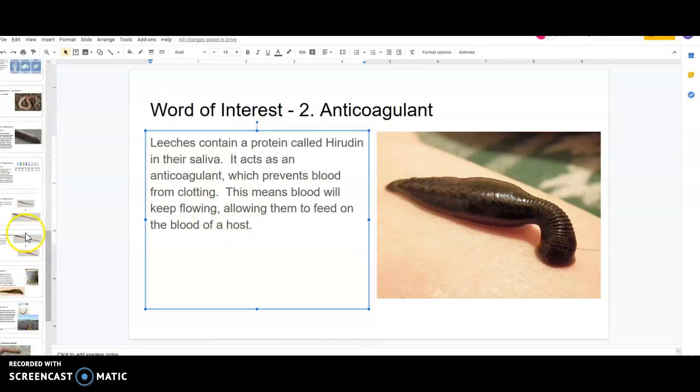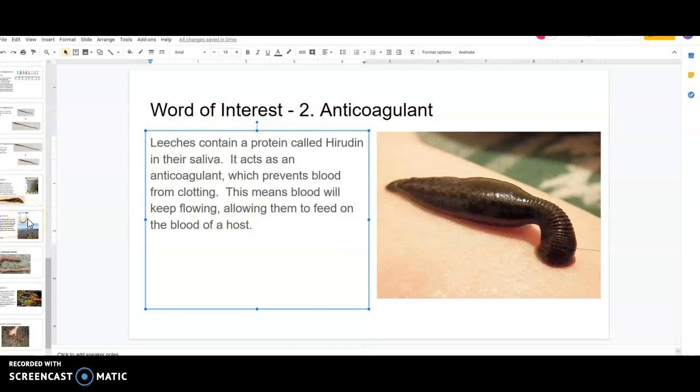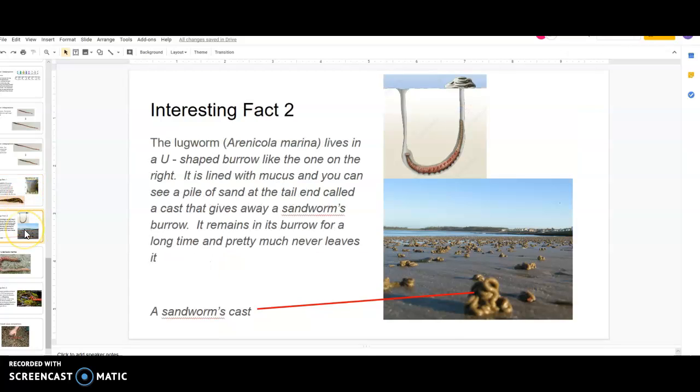It's a parasite. And then I looked up, I didn't know where to go from there, so I looked up other common annelids, and I found the lugworm. And I read about its burrow, and I thought this is interesting, how it leaves these little poop sand piles behind.